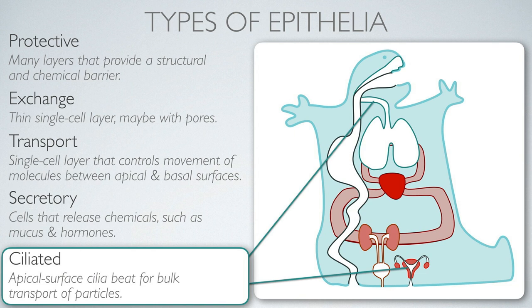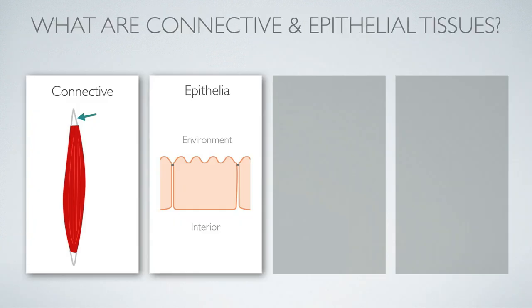Okay, so that concludes an overview of connective and epithelial tissues. Next up, we'll consider in detail how those transport epithelia work. And then beyond that, we'll consider the other two types, the muscles and the neurons, and how they function as well.